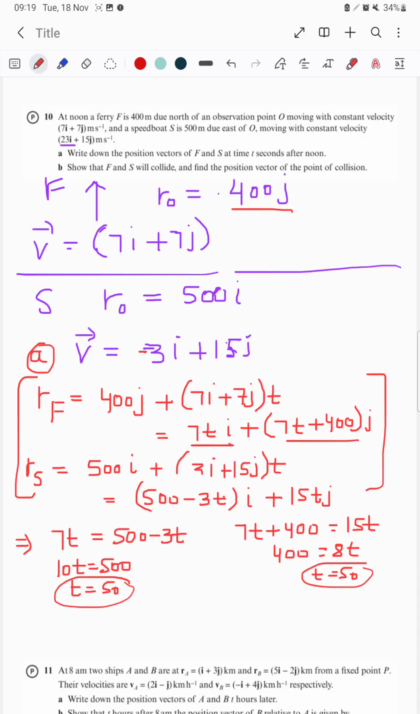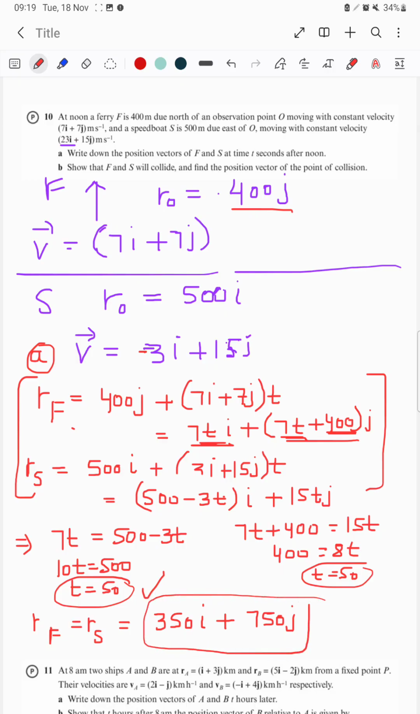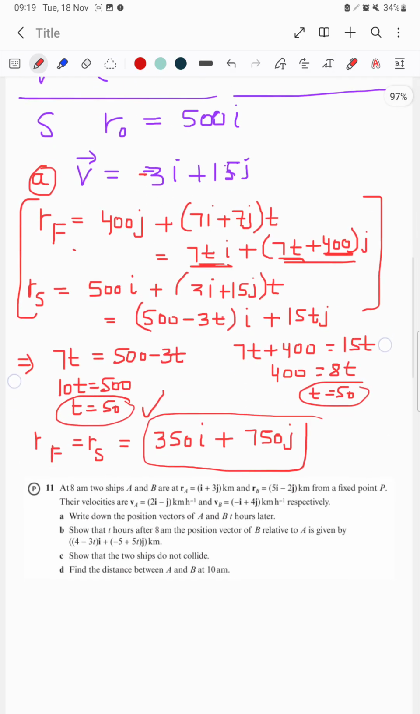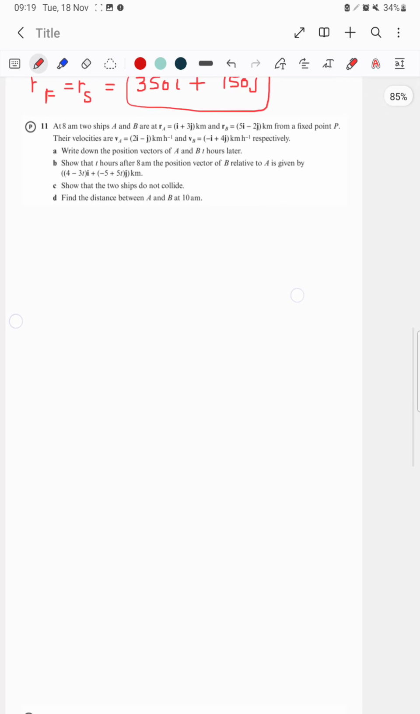And then what will be the coordinates when they collide? The position vector, you can find by substituting t equals 50 in one of these two equations. So I am substituting it in rf, which is equal to rs at the point of collision, and it will be 7 times 50, 350i, plus 7 times t, that is 350, plus 400, so that is 750j. So this is the position vector at the time of collision. Then we have our next question.